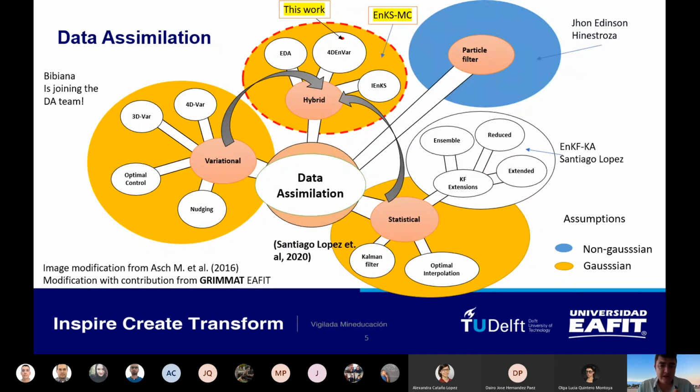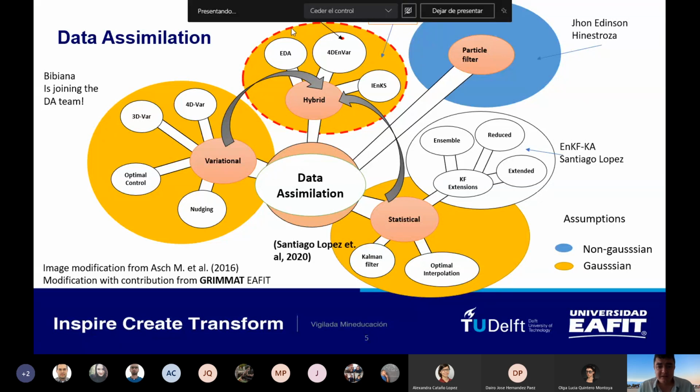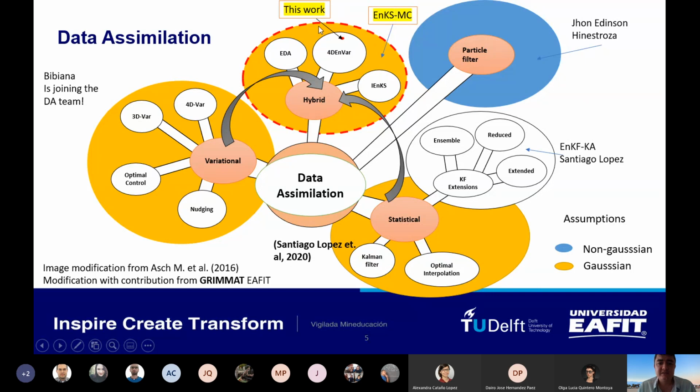This is a picture that I like to show and update. This is the contribution of the GRIMAT group in this area of data simulation, with the modification of the Bouquet and Ash textbook. You can see the different areas, the assumption of the noise involved in the covariance structures of the model as well as the observation. Different works of our colleagues, and Viviana has also joined the data simulation team, and this work today is in this area, in the 4D envar methodology.